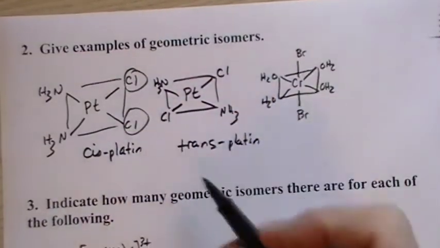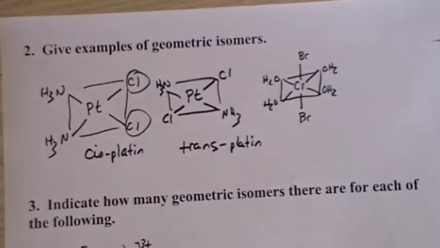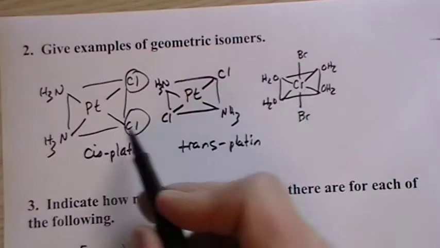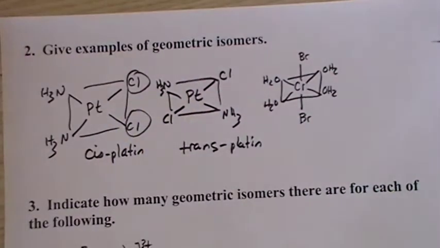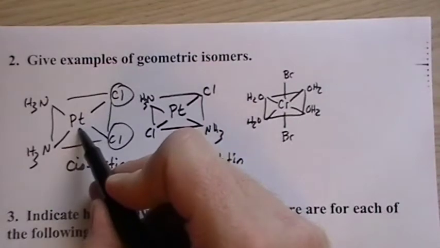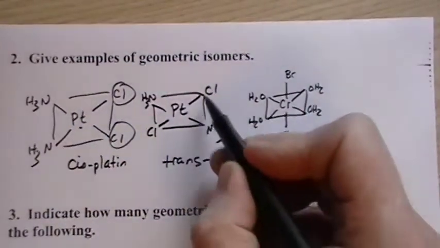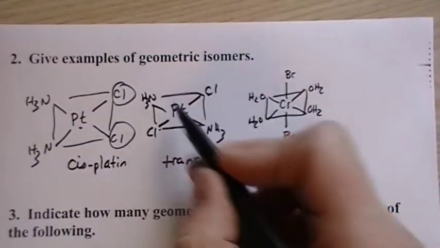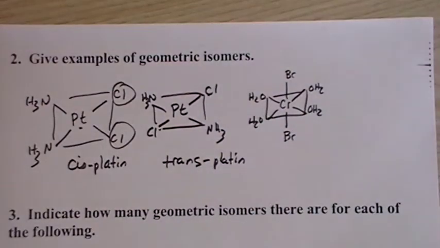This one was the first chemotherapy drug. This one is nothing. It doesn't do anything, but they're geometric isomers. You notice that the two chlorines are bonded to the platinum, and two ammonia to the platinum. Same here: two chlorine to the platinum, two ammonia to the platinum. So that's not enough information to distinguish them.